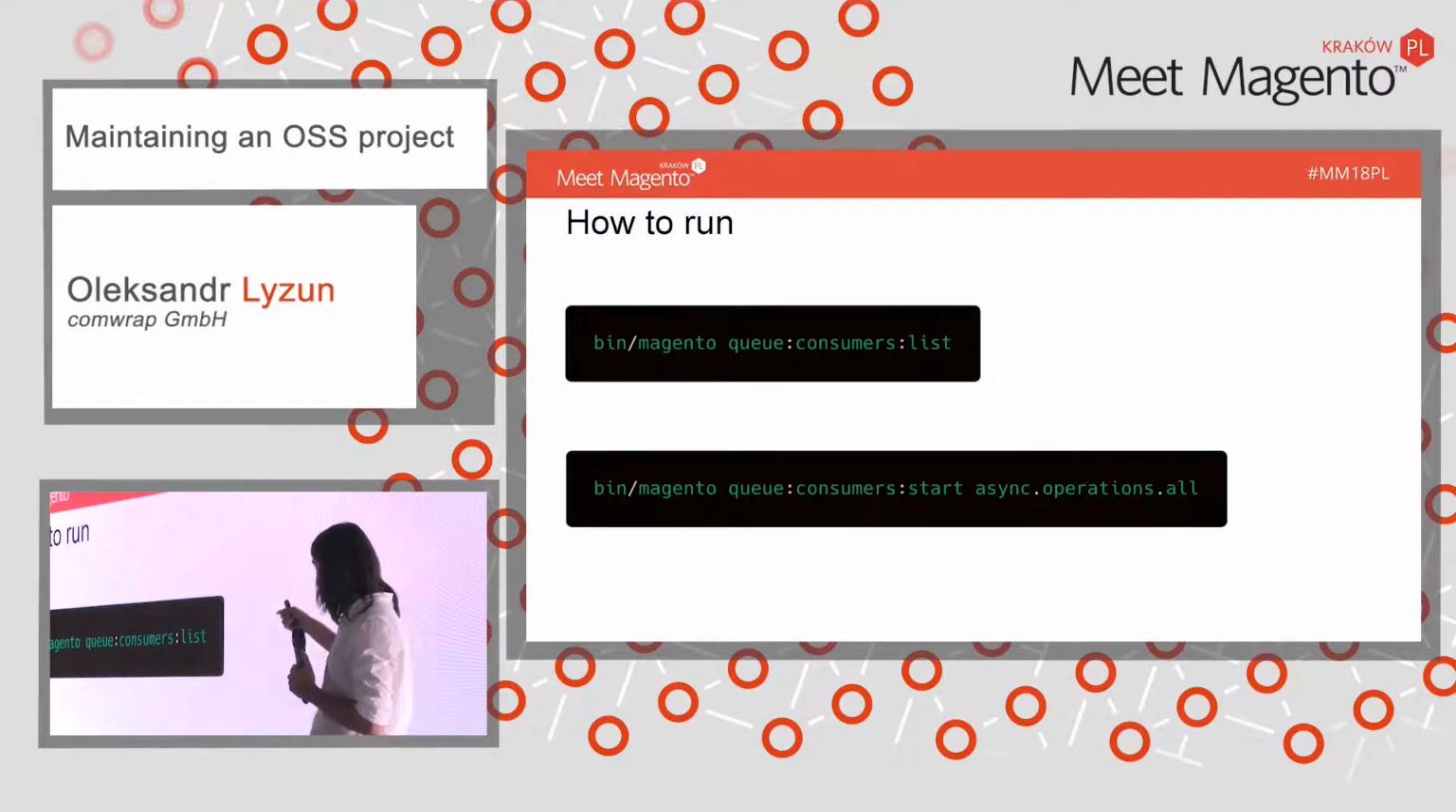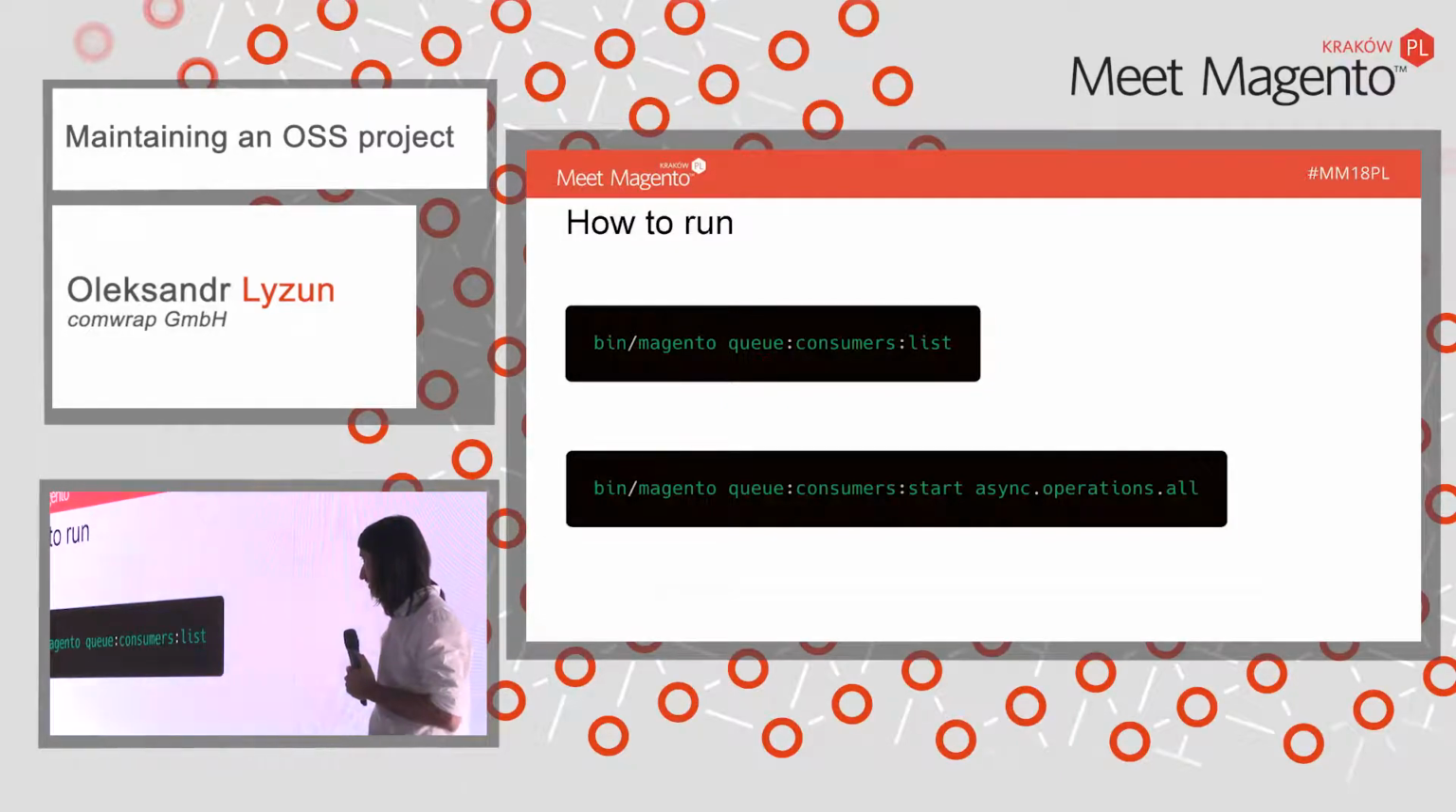How to run it? That's like two commands. It's consumers list. Generally the consumer is listening for the queue and executing the messages from this queue. So you can check the list of which are available in Magento with this command, and I can tell you directly that this consumer is always there for the asynchronous request.